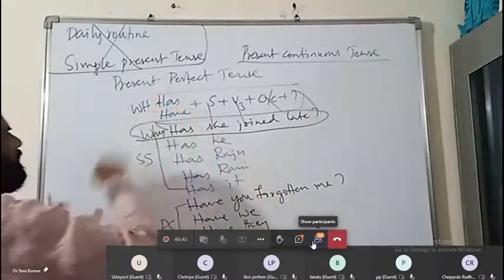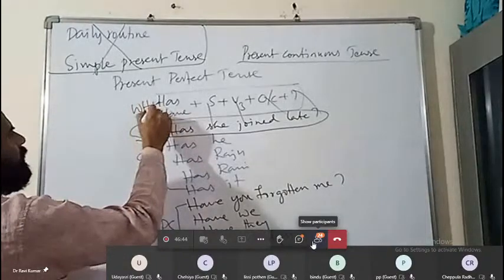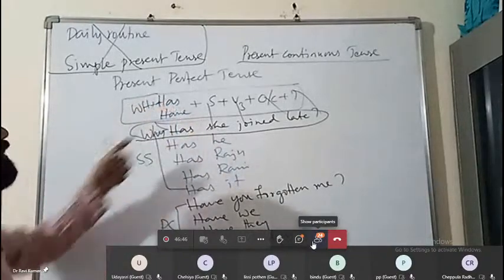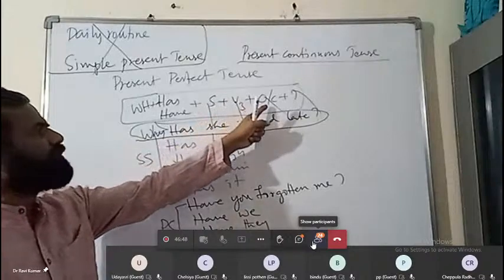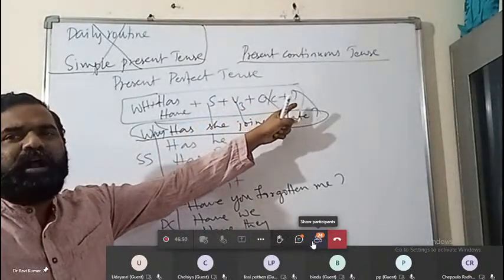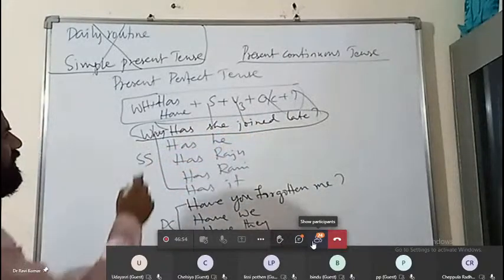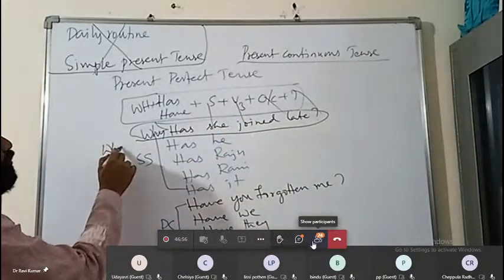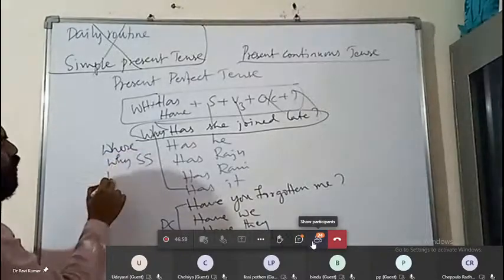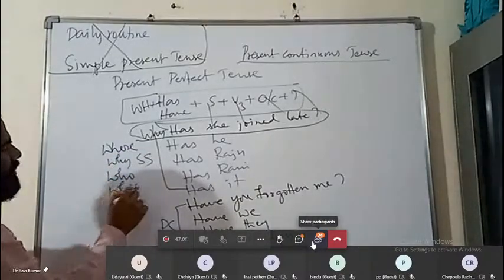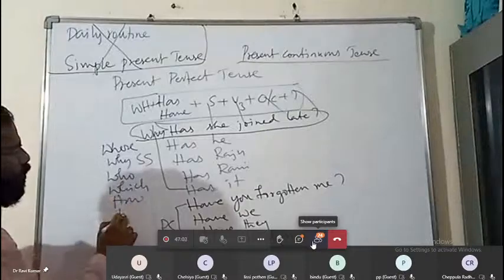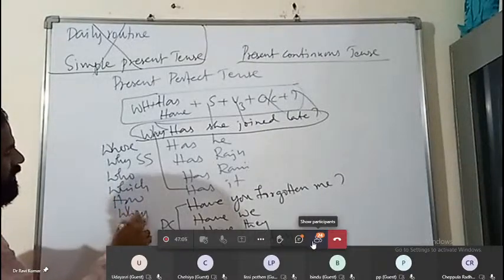WH plus has or have plus subject plus V3 plus object or complement plus question mark. Why has she joined late? Where, why, who, which, how, when. You can use all of these here.